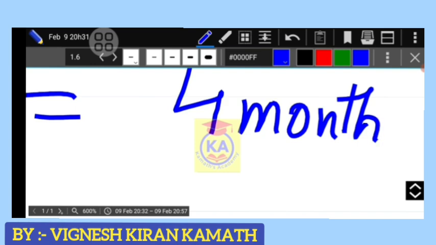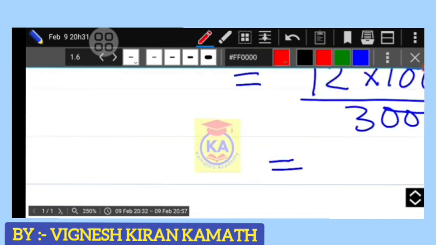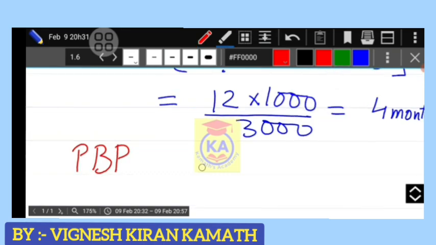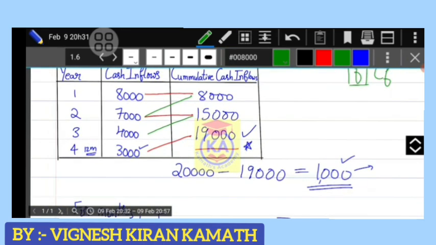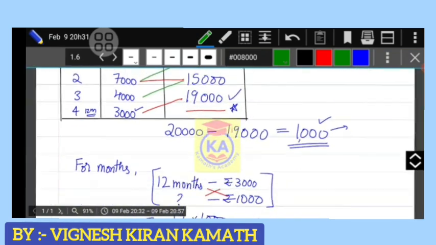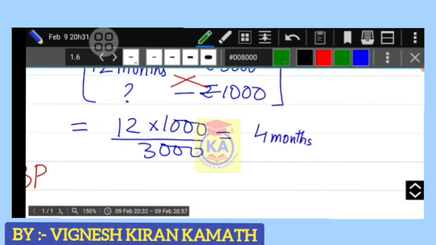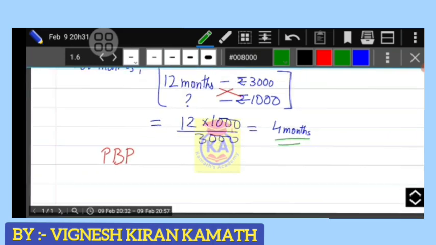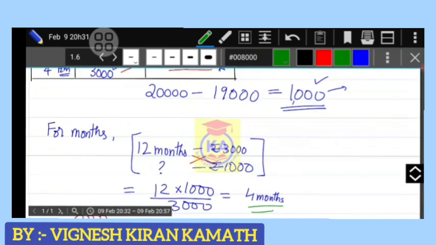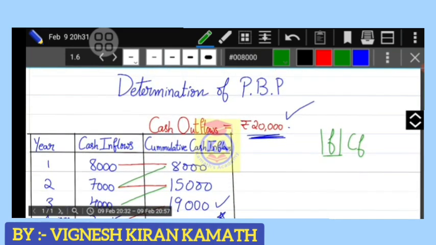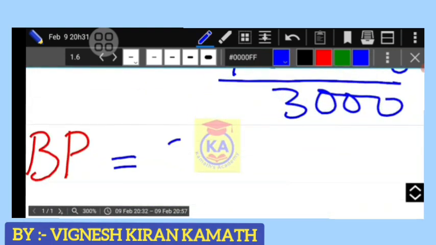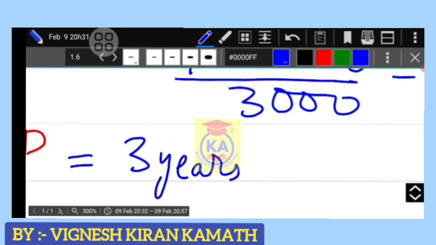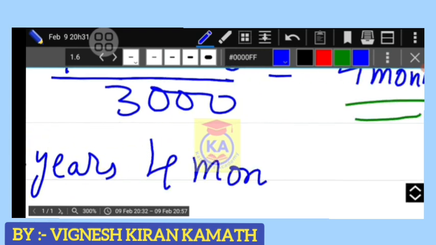Now we have to find what the payback period is. Payback period is, for getting 19,000 you have taken 3 years, and 4 months to get 1,000. If we add 19,000 and 1,000, both will be equal to the cash outflow, that is 20,000, right? So 3 years, 4 months is required.